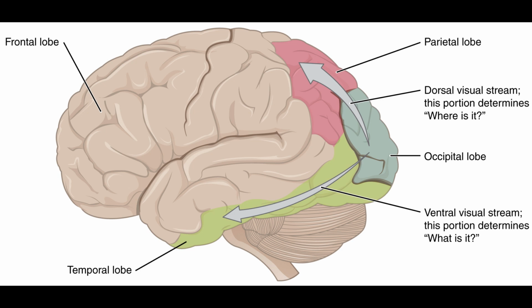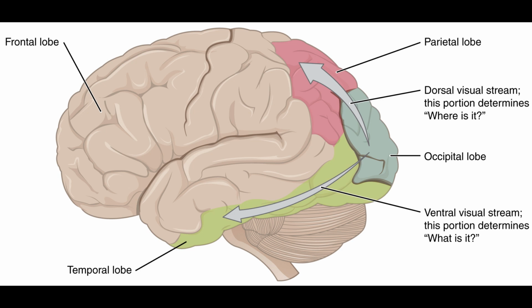This is called double dissociation. That is, you can have one without the other in both cases. The double dissociation of these two conditions allows us to infer that there are two separate regions of the brain or streams of processing, one for object location and motor function, and the other focusing on object recognition.